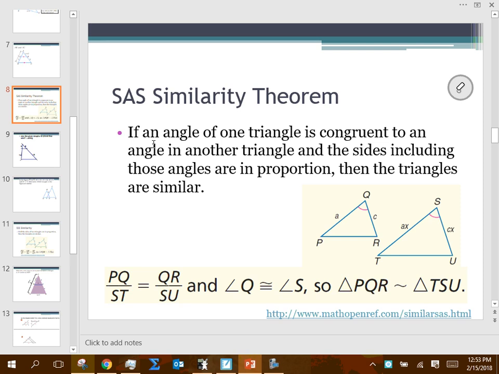Which then would mean the remaining side, or remaining set of sides that we know nothing about, would be the same ratio. And it would tell us the remaining angles that we know nothing about. If we correspond them, they should be congruent. So do an example of that quickly.